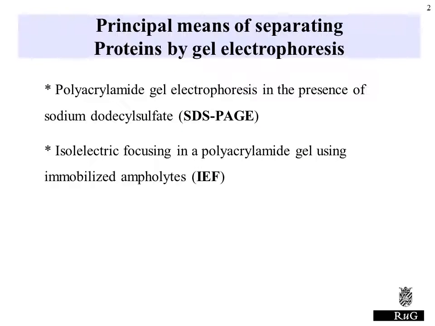There are two principal means of separating proteins by gel electrophoresis. First, by polyacrylamide gel electrophoresis in the presence of the detergent sodium dodecylsulfate, widely known as SDS-PAGE. And second, by isoelectric focusing in a polyacrylamide gel using immobilized ampholytes. You will perform SDS-PAGE and IEF during the practical course of Pharmaceutical Analysis C.